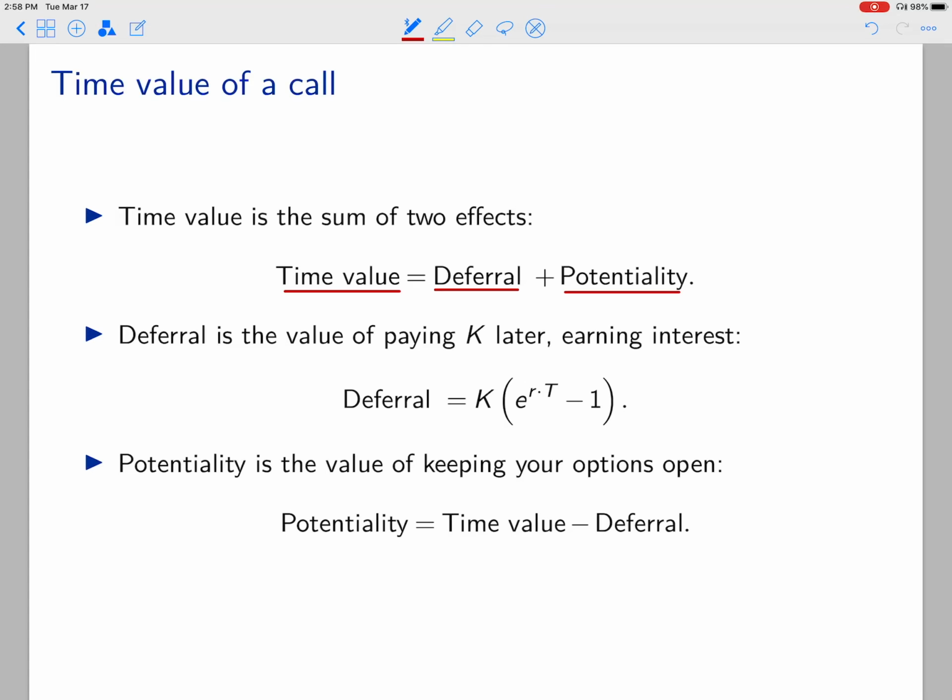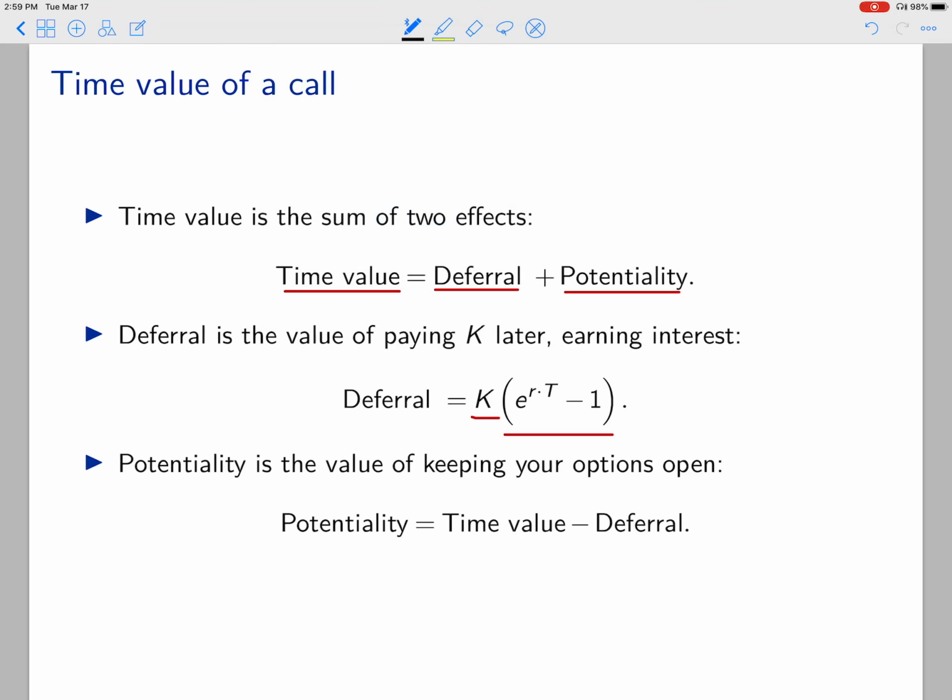So how do we calculate it? That's what's important. We just calculate the interest saved by deferring this payment K to the later date T instead of today. You just take the strike K, which is how much you have the right to purchase the underlying asset at, and you multiply it by essentially the amount of interest that's earned by investing K at date zero. It's the amount of interest you save by paying K at the later date instead of today. Just take the strike, multiply it by e^(rT) minus 1, and that gives you deferral.